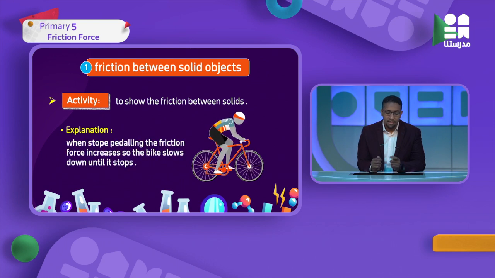When we stop pedaling, the friction force increases, so the bike slows down until it stops.